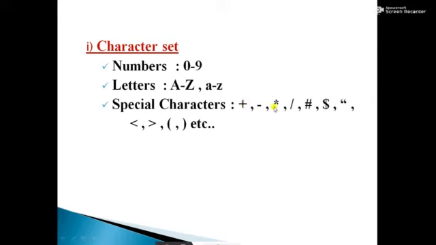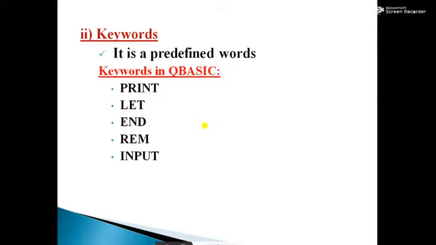Plus, minus, star, slash, hash, dollar, double quotes, then less than, greater than, open parenthesis, then close parenthesis, etc. Okay. The next one, keywords. Having any idea about keywords? Keywords are nothing but predefined words or built-in words or reserved words. Each and every language has some keywords. The keywords are different based on the language.